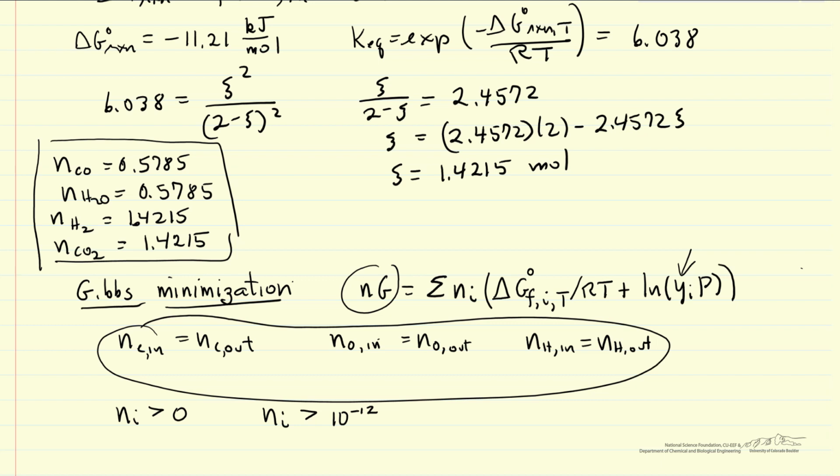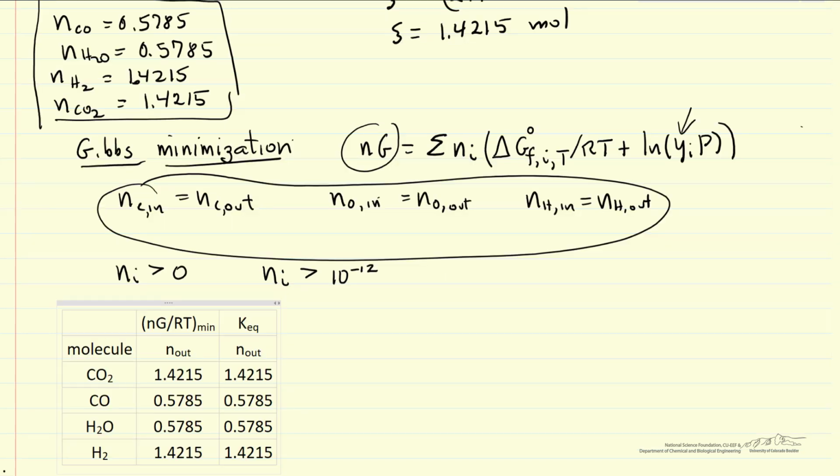Let's look at the results, and then we'll look at the spreadsheet. Here are the results copied from the spreadsheet, the approach using Gibbs minimization versus using equilibrium constant. You see we get the exact same answer, which of course is encouraging, a good check that the spreadsheet is behaving correctly. And let's just briefly look at that spreadsheet.